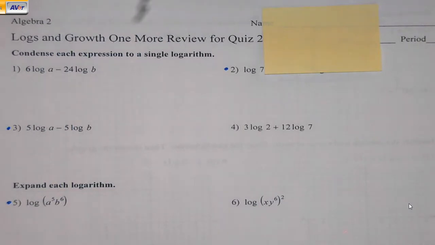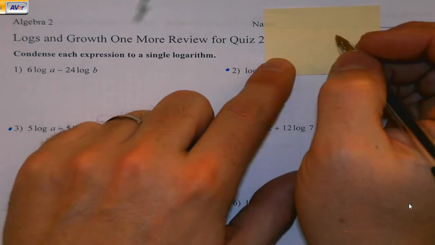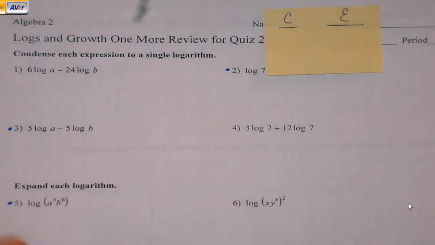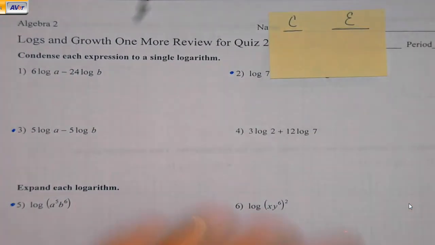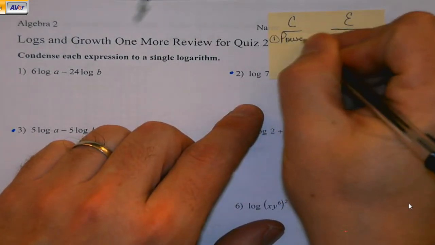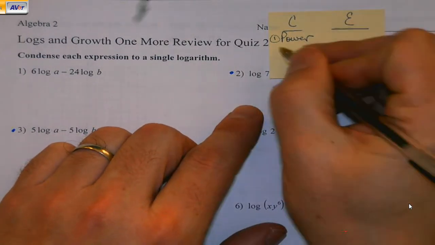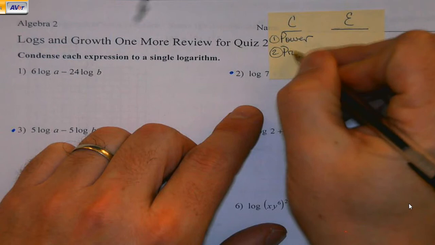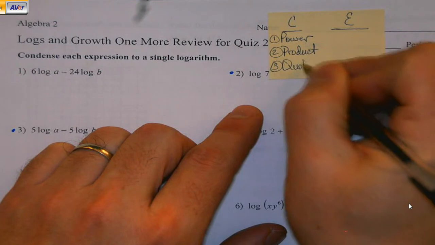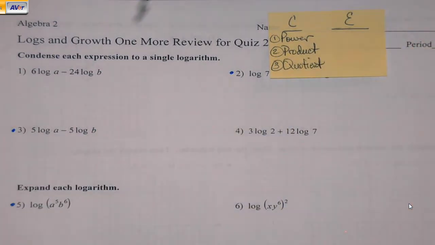Okay, condense and expand, a little bit different. When we're condensing, maybe you want to do this at the top of your paper, or maybe you just want to watch mine. That's fine. When we're condensing, we're going to do power first, product second, quotient third. That will be the type of thing I'm willing to give you when we get to a quiz.